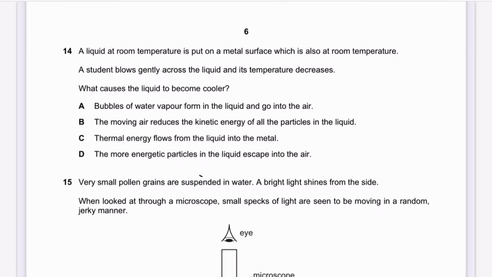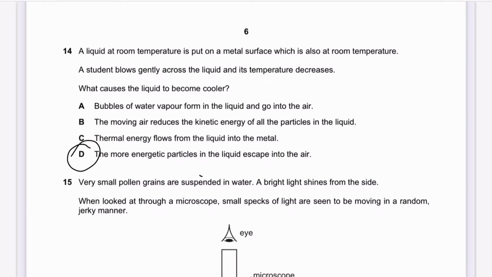That actually makes sense, because if we have a liquid, whether it's placed on top of a metal, or on top of wood, or on top of whatever, it is volatile. It's a volatile liquid, so there will be some evaporation, and when you blow on it, it will evaporate even more, and the more energetic particles escape into the air, and they take energy with them. So the remaining liquid's energy decreases and its temperature decreases and it becomes cooler. So the answer for 14 is D.